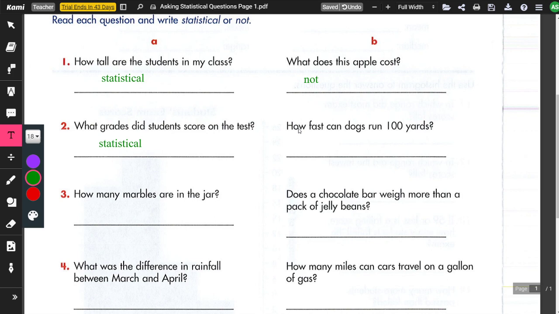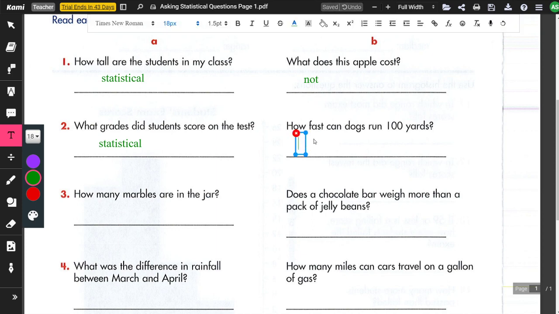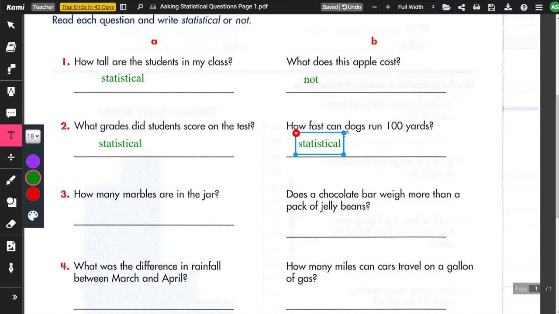Okay, the last one we're going to do is, how fast can dogs run 100 yards? This would be a statistical question. The reason why it is a statistical question is because it's asking about various dogs. Yes, it's only asking about 100 yards, but it's asking how fast various dogs can run. So a way this one can be considered not a statistical question is like, how fast can my dog run 100 yards? That would not be statistical.